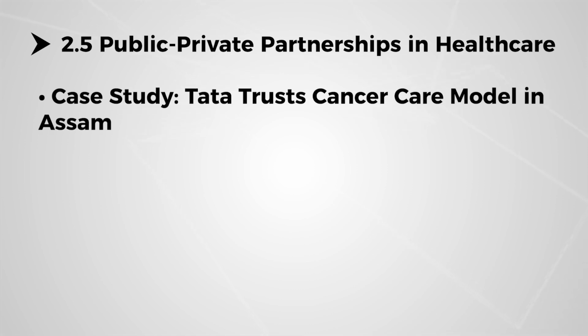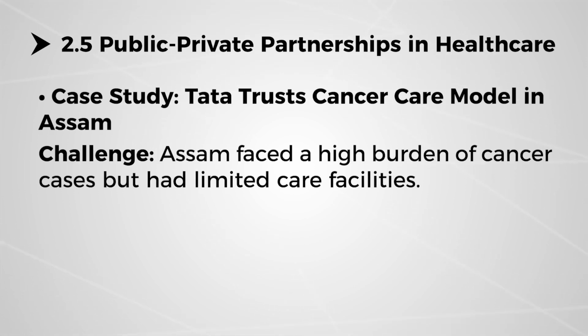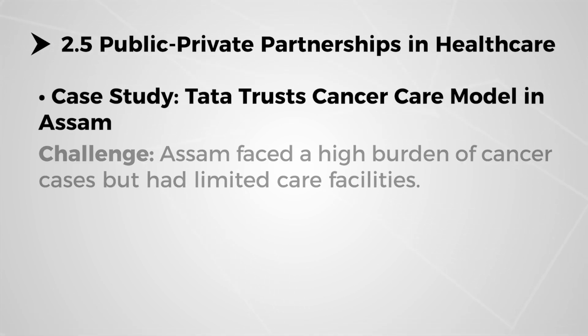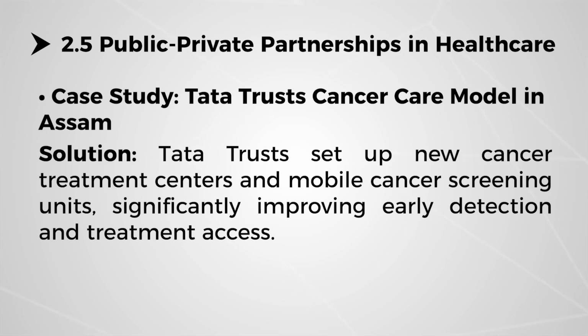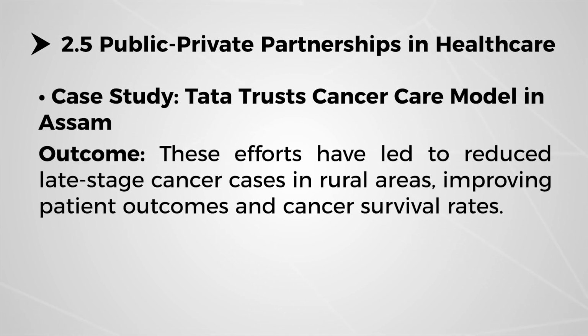Then we have case studies, for example, the Tata Trust Cancer Care Model in Assam. What are the challenges? Assam faced a high burden of cancer cases but had limited care facilities. What are the solutions? Tata Trust set up new cancer treatment centers and mobile cancer screening units, significantly improving early detection and treatment access. So, what are the outcomes? These efforts have led to reduced late stage cancer cases in rural areas, improving patient outcomes and cancer survival rates. Those who are detected early have been cured through medicines.